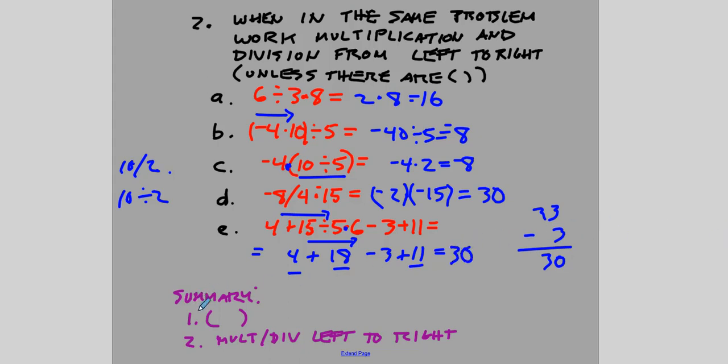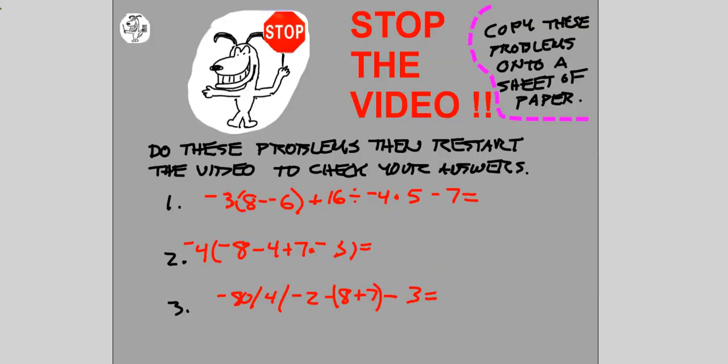So summarizing, we do parentheses first, and then we do multiplication and division from left to right. Okay, stop the video now. Do these problems that are below here, then restart the video to check your answers, and copy the problems onto a sheet of paper and work them out by hand.